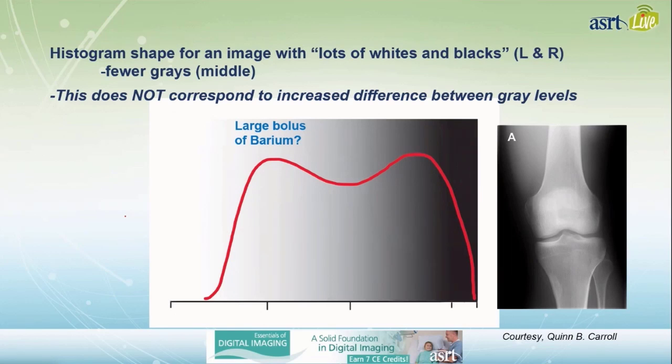I tried to draw a shape of a histogram that might have lots of, quote, whites and blacks in it. So we have perhaps on the left here, a spike in the histogram where you might have a large bolus of barium, or on the right, you might have a spike where there's a lot of background, for example, or dark lung area. This histogram does not correspond to any increased difference between gray levels, which was the second definition we just used, and the more accurate, more specific and scientific definition that we used to define contrast. So we can see already that there are some tricks, some hazards with describing contrast using a histogram.